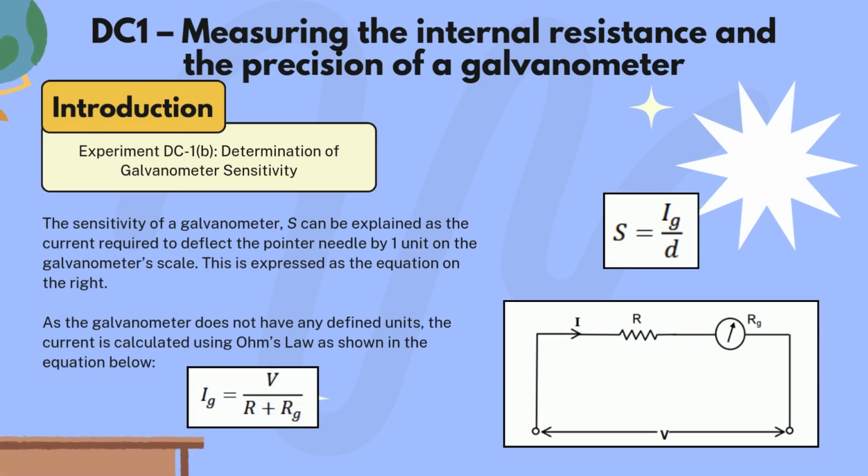The second part, determination of galvanometer sensitivity. The sensitivity of a galvanometer can be explained as the current required to deflect the pointer needle by 1 unit on the galvanometer scale. This is expressed as the equation on the right. However, to find the value of Ig, we can use the equation shown below, as the galvanometer does not have any defined units.